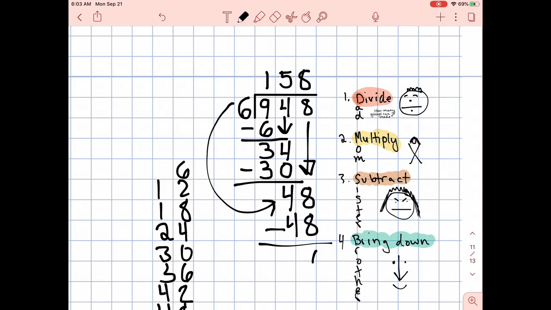8 minus 8 is 0. 4 minus 4 is 0. And step 4, bring down, but there's nothing to bring down, which means that I need to stop.